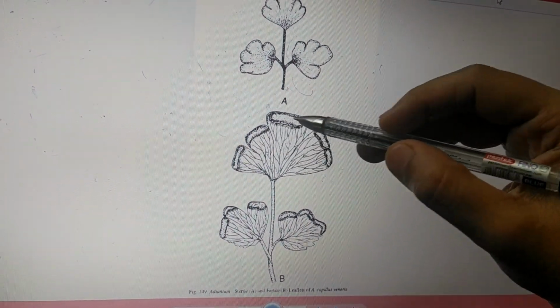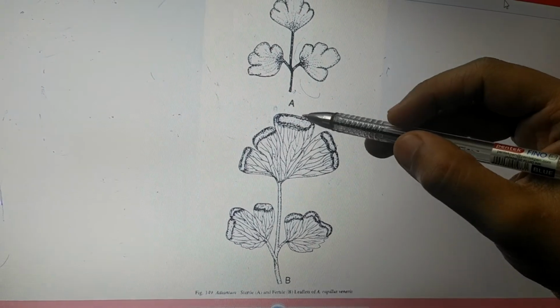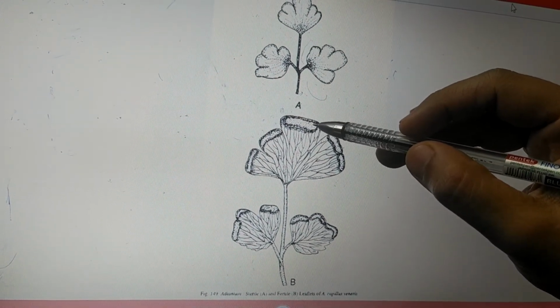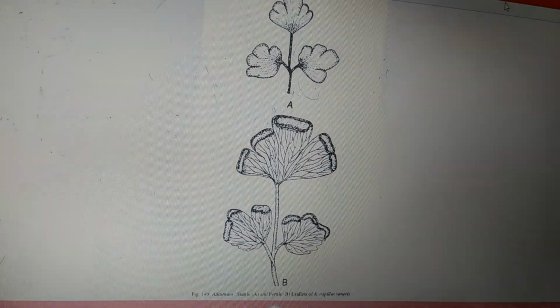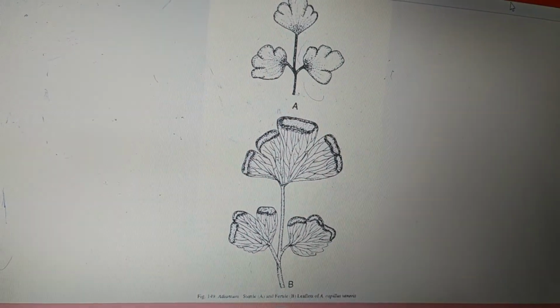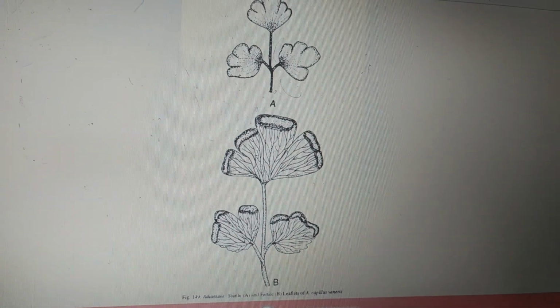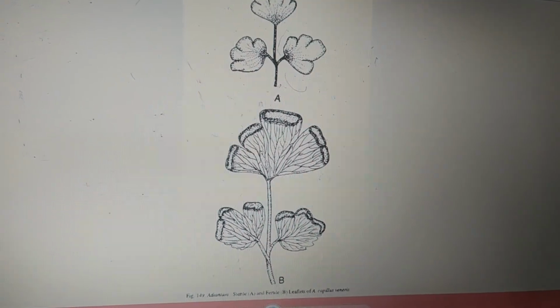This is the leaf. On the ventral side we have these sori in which there are clusters of sporangia present, and they are covered with a membranous layer called the false indusium. This is how these spots look.